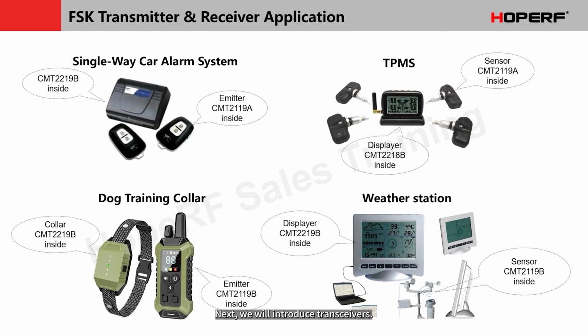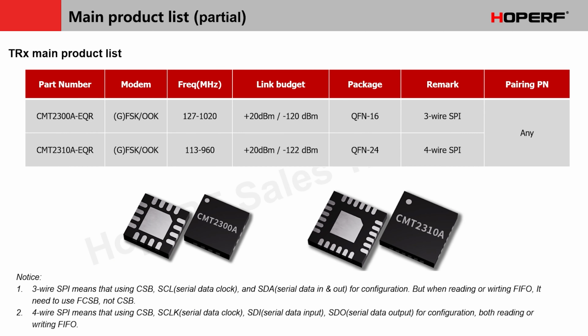Next, we will introduce transceivers. As mentioned earlier, we currently have 2 main transceiver models. The first is CMT2300A EQR. The second is its upgraded version, CMT2310A EQR. Since it is an upgraded version, CMT2310A has better performance.